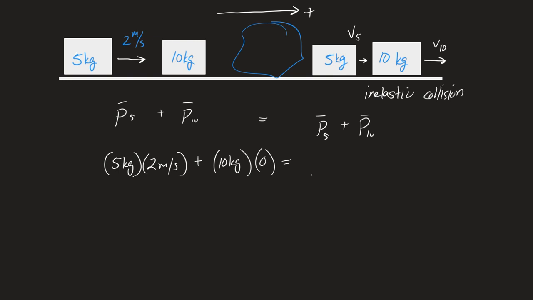In this circumstance, I have 5 times the velocity of the 5 kilogram box plus 10 times the velocity of the 10 kilogram box. Now, that's it. That's as far as we can go. If all I had was the velocity of the first box, in most collisions, the result is unknown.